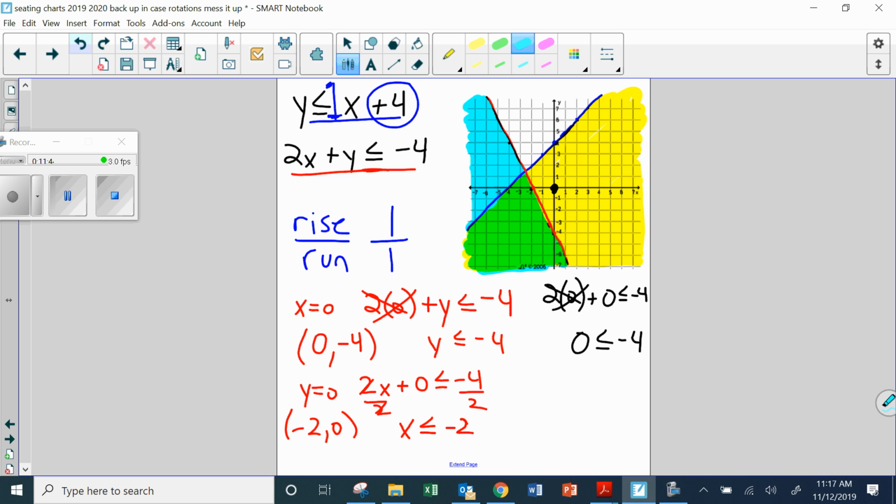The blue only meets one of the two requirements. It meets the requirement for the top equation. Wait, no, I'm sorry. The blue shaded region meets the requirements for the bottom equation. That was the red one.